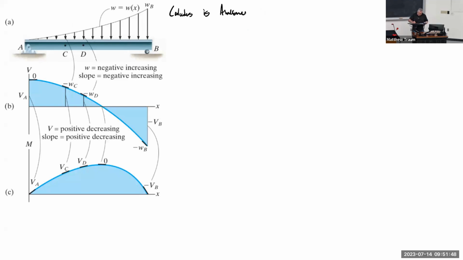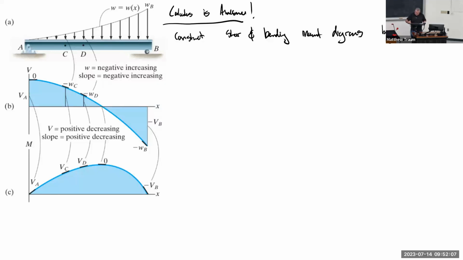And what I mean by that is that we can basically construct shear and bending moment diagrams by inspection and a little bit of calculus knowledge. So just remembering what the definition of a slope is, what the definition of an integral is, and so forth.